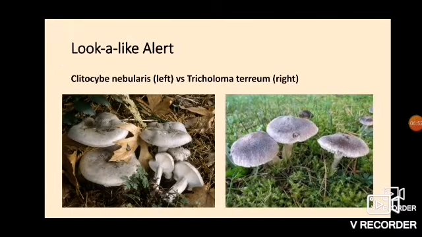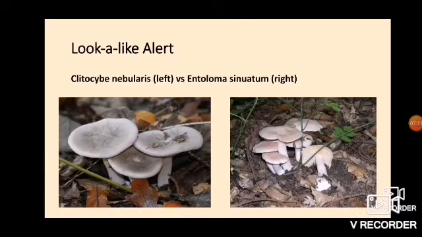Here we have Clitocybe nebularis on the left, and then Tricholoma equestre on the right. Tricholoma equestre is still widely consumed, but it can cause a condition in people called rhabdomyolysis that can be fatal. Clitocybe nebularis on the left here. On the right, we have the livid pink gill, Entoloma sinuatum, which is a mushroom that can make you very, very sick and potentially even kill you.